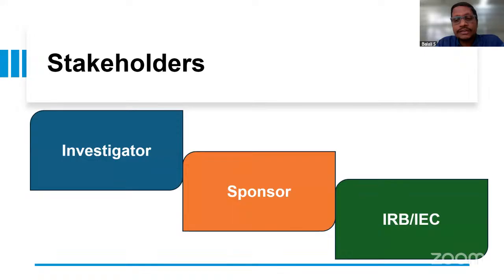Then the institutional review board or institutional ethics committee, which is a very important board that looks into the complete safety and integrity of the clinical trials at that particular site. So these three are very, very important stakeholders. They would be very closely monitoring the safety parameters of any clinical study drugs, and they would be reporting it to the next higher-ups, which we will be discussing now.